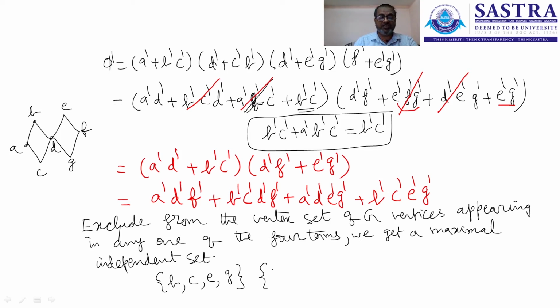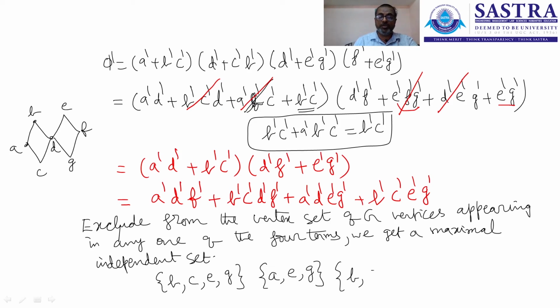When I take the second term, A' is not there, so I take A. B', C', D' is present, E and G are not present. So I have A, E, G as another maximal independent set. And now when I take the third term, I don't have B' in the third term, so I take B to be a part of the independent set, which is maximal.